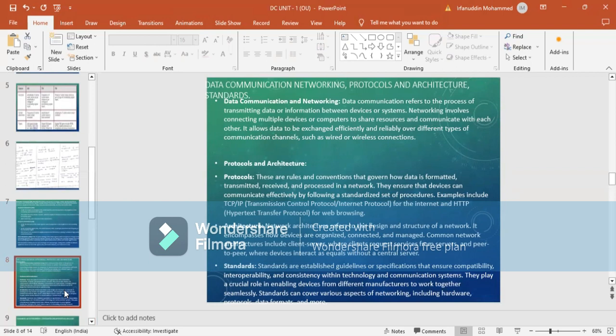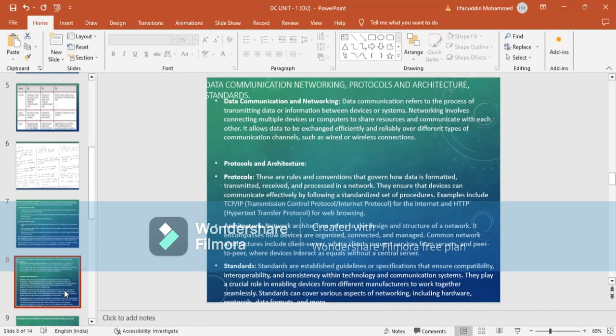Architecture refers to the design structure of the network. It encompasses how devices are organized, connected, and managed. Common network architectures include client-server, where clients request services from servers, and peer-to-peer, where devices interact as equals without a central server.